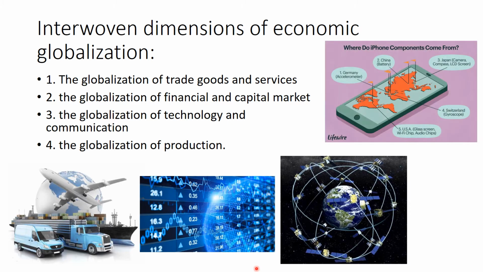And the globalization of production, as I said in the t-shirt example, it's probably coming from elsewhere in the world, just like the iPhone. The accelerometer is coming from Germany, the battery is coming from China, the camera, the compass, the LCD screen is coming from Japan, the gyroscope is coming from Switzerland, and the Wi-Fi chip and audio chips are coming from the US, and the distributor is something else. So you see, the iPhone itself is a global product, as much as your t-shirt is a global product. And you cannot enjoy a lot of things in the world today without this phenomenon we call globalization.